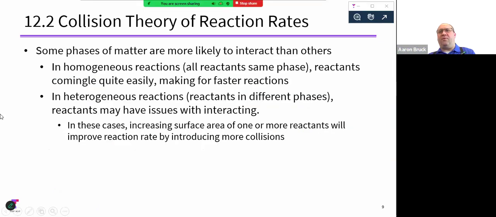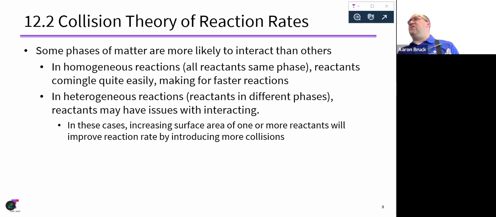Now, one of the things that can play into our ideas of reaction speed, we can talk about phases of matter. So when we have homogeneous reactions, where all of the reactants are in the same phase, these reactions tend to be faster. The reason is that since they are all in the same phase, they are all interspersed with each other, commingling, and the likelihood of getting effective collisions is a lot higher because of those factors.